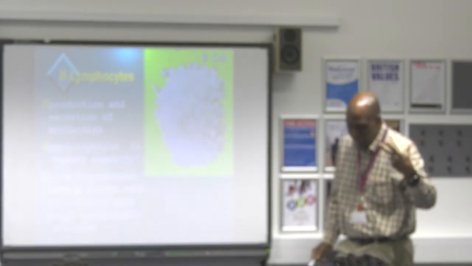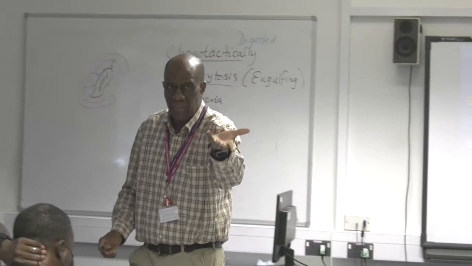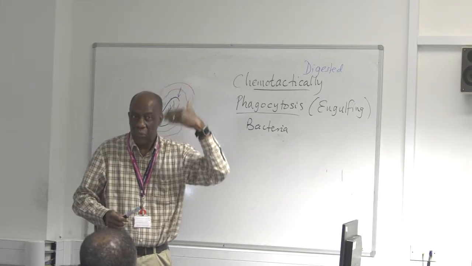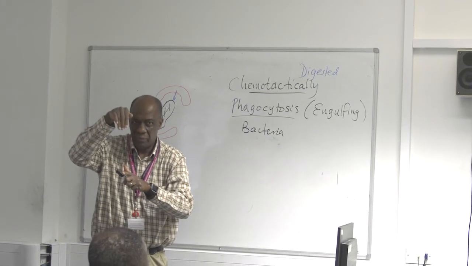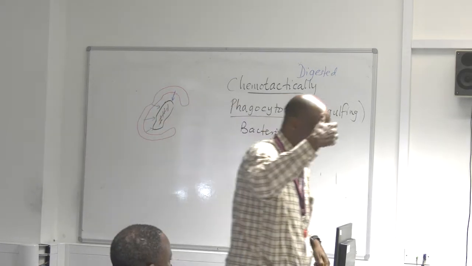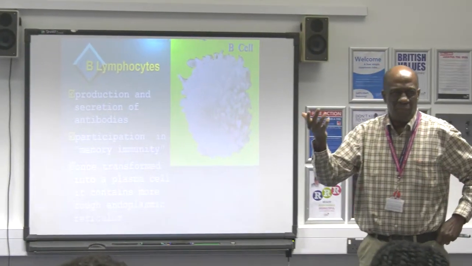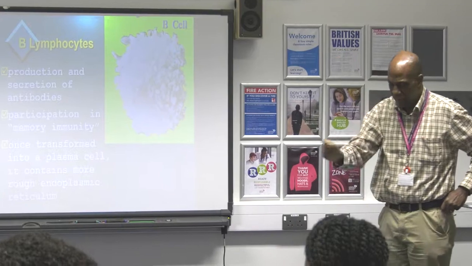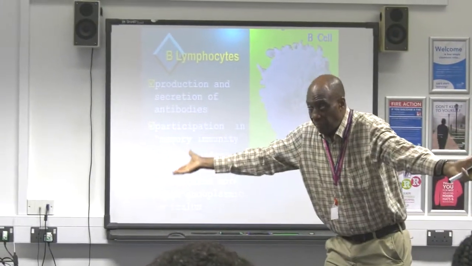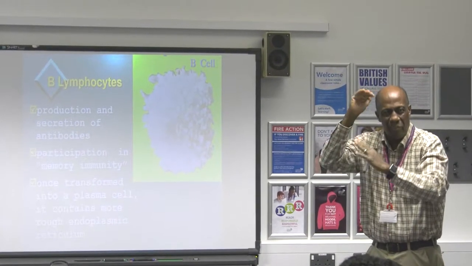Now, when we talk about memory immunity, let's break it down. Memory. When something is in our memory, it is stored. We can recall from the memory. So your home phone number, your postcode, is in your memory. You fill a form, you recall your postcode, you recall your home address, because it is in the memory.